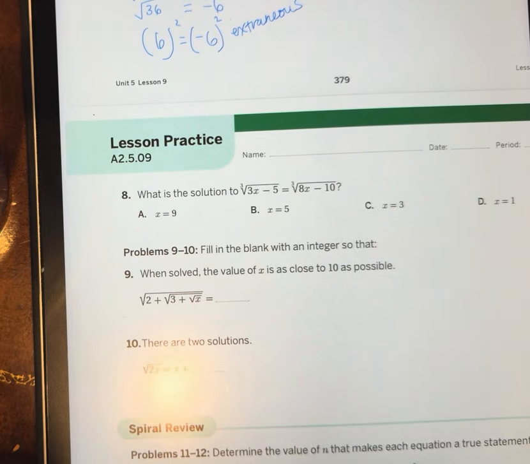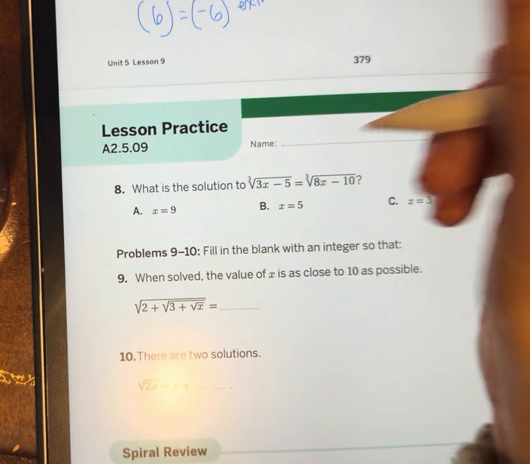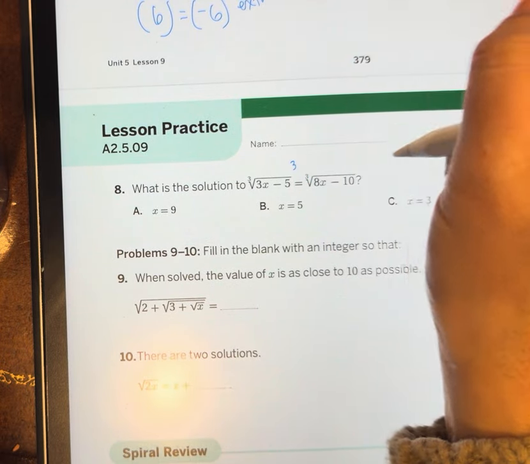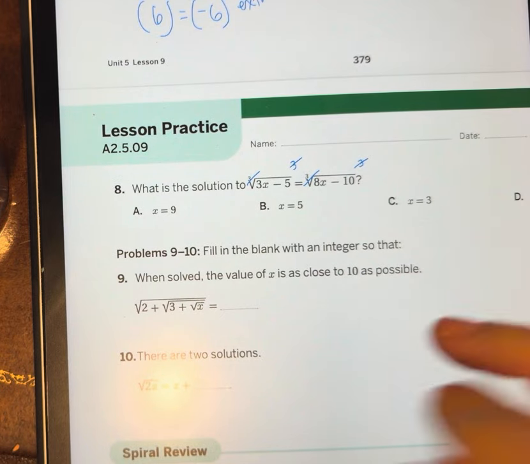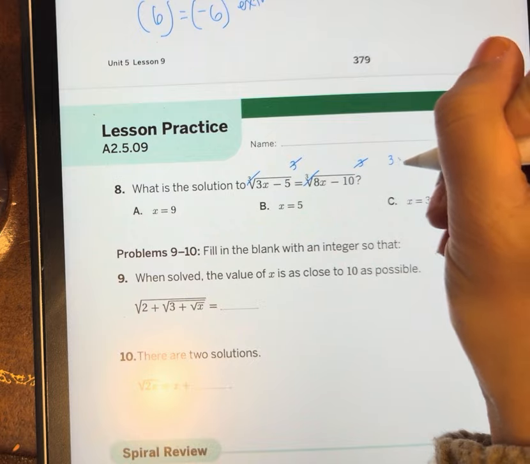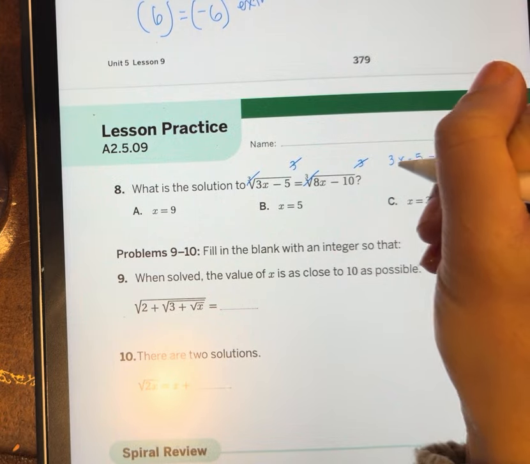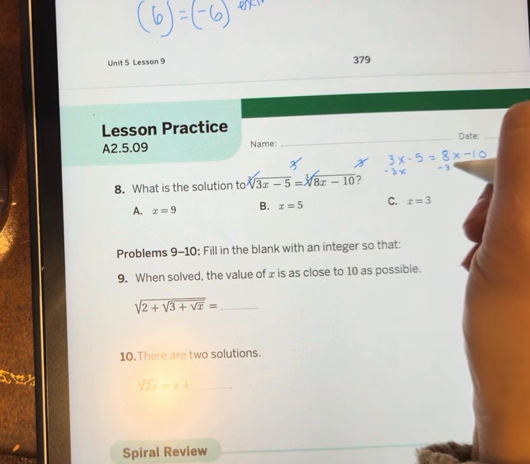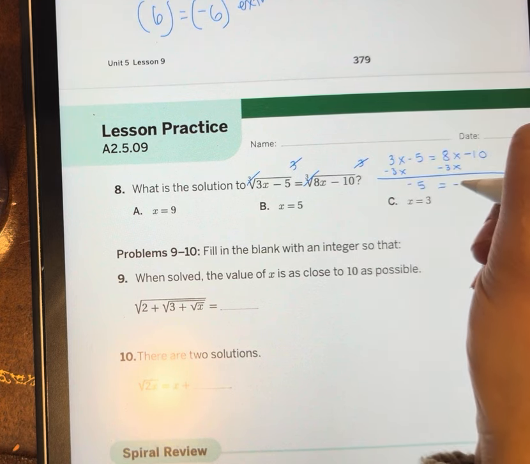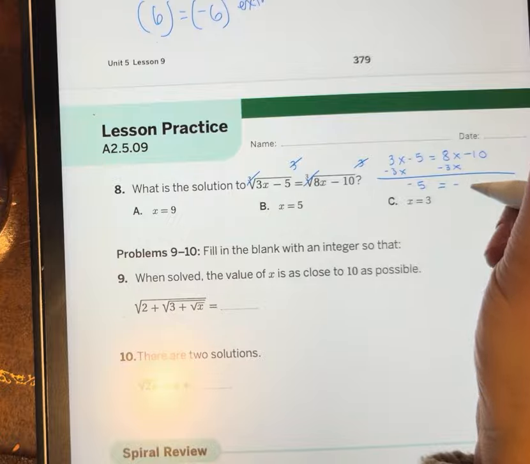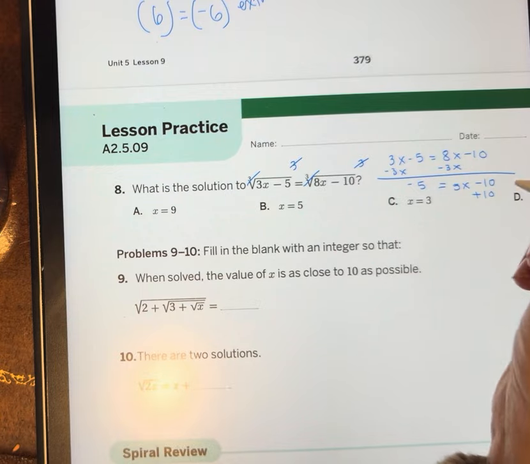What is the solution to this? Check out this beautiful isolated radical equal to another beautiful isolated radical. All I got to do is cube both sides, wipe out these radicals, and get myself a really chill equation to solve. 3x minus 5 equals 8x minus 10. That means subtract the 3x to get negative 5 equals 8x minus 3x is 5x minus 10. Then add the 10.